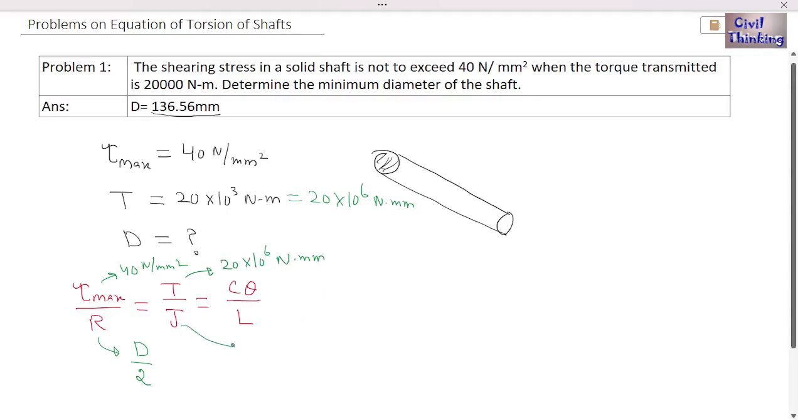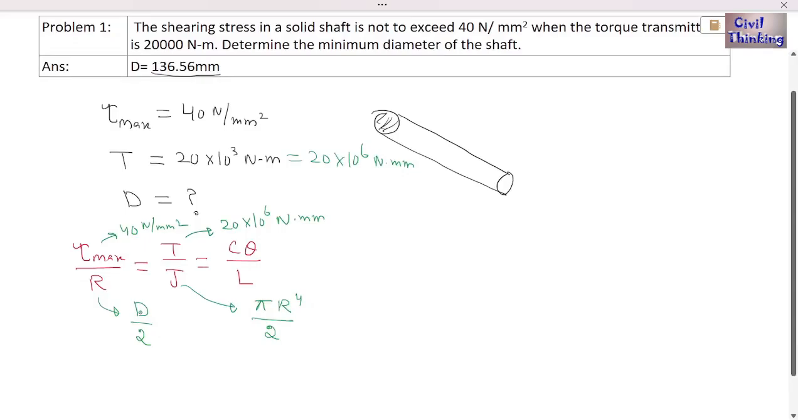And J, what is J? J is the polar moment of inertia. The polar moment of inertia of a solid shaft is given by pi r to the power 4 divided by 2. Again, if you don't know where this comes from, I will also provide the link in the description. But we need the diameter, so I will place the diameter in place of the radius. Radius is half of the diameter, so I can write pi times (d divided by 2) power 4, whole divided by 2.